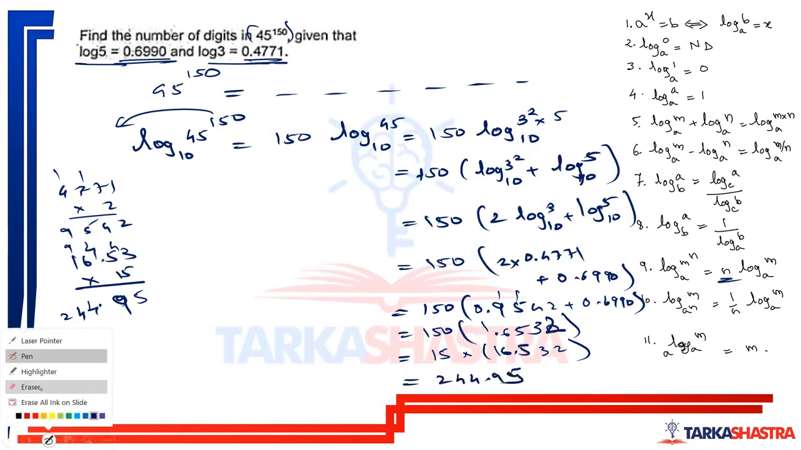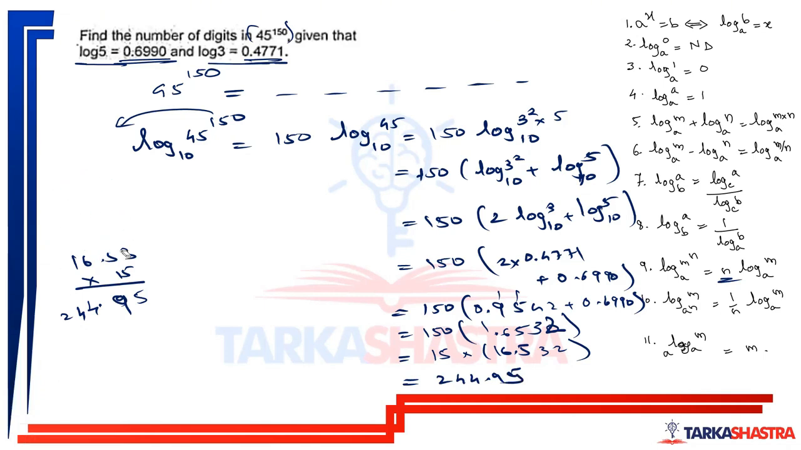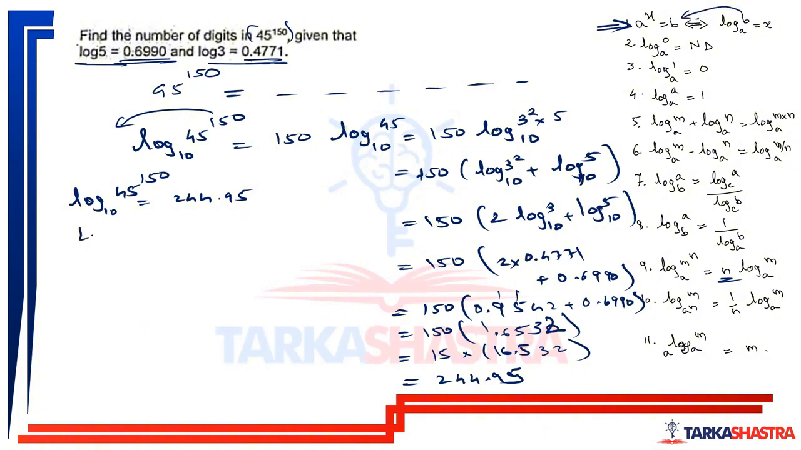What I am trying to say, let us try to understand the logic behind this. We have just done the process till here. Now the logic: log 45 to the power 150 to the base 10 is nothing but 244.95. Now if I apply this formula in reverse, log b to the base a is x, which is a to the power x, so a to the power 244.95 will be equal to b. B is what? 45 to the power 150.